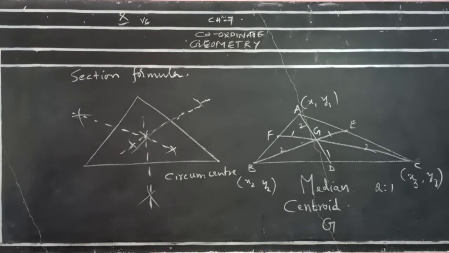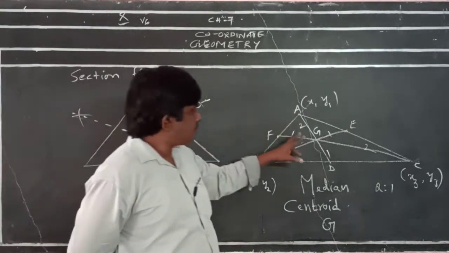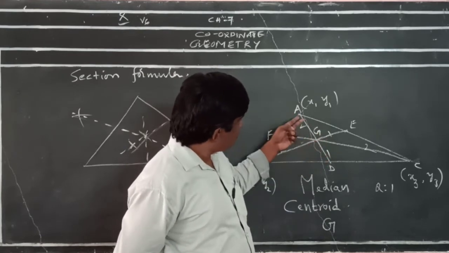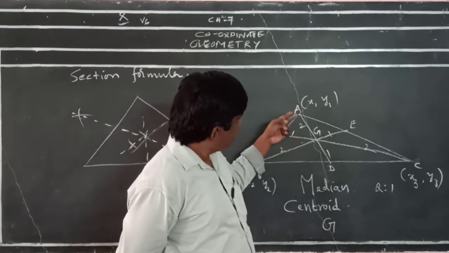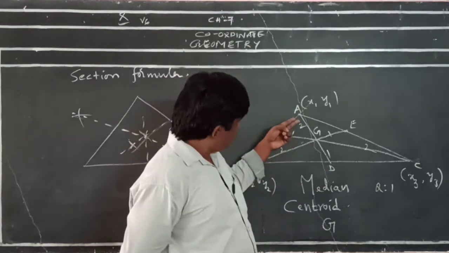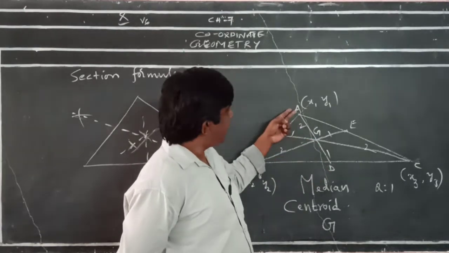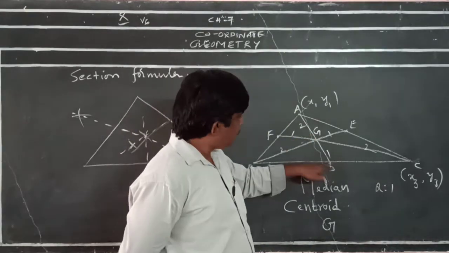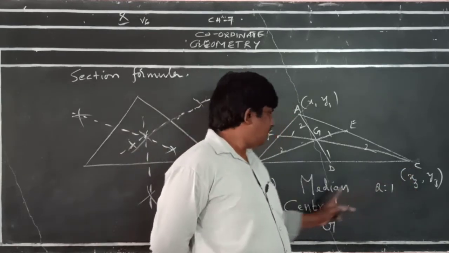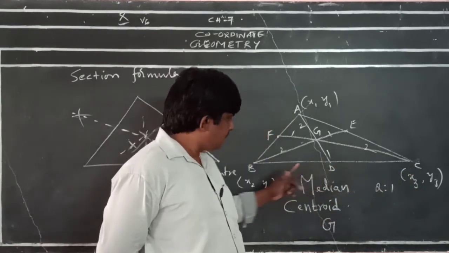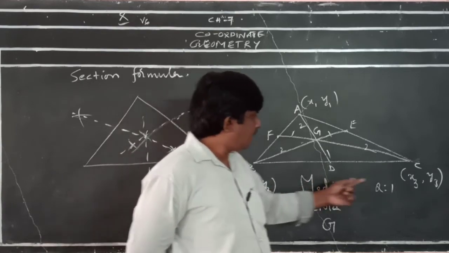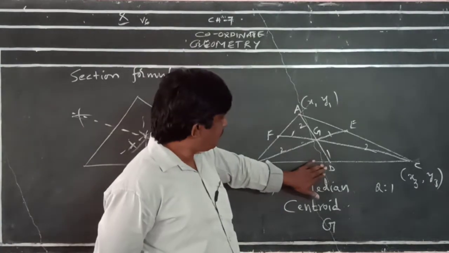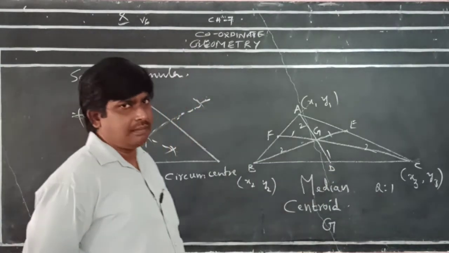Section formula means, suppose I want to find this G. I know the ratio in which the point G divides this AD. So using this ratio I can find this point if we know point D. What is point D? Midpoint of BC. Can we find the midpoint of BC? Yes. We have x2 by 2 and x3 by 2. So it is very easy to find the midpoint of BC, that is D.